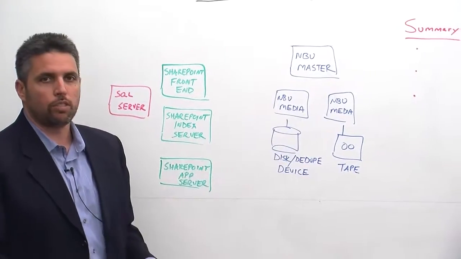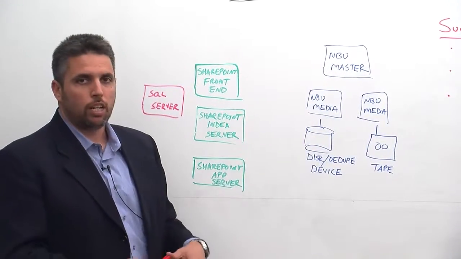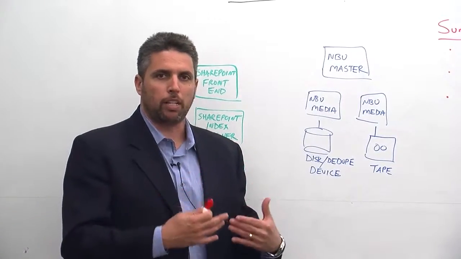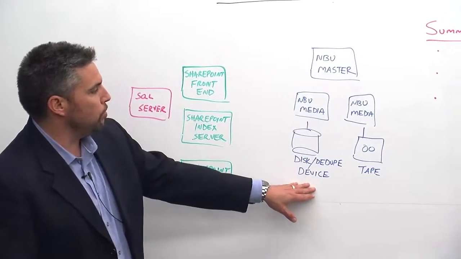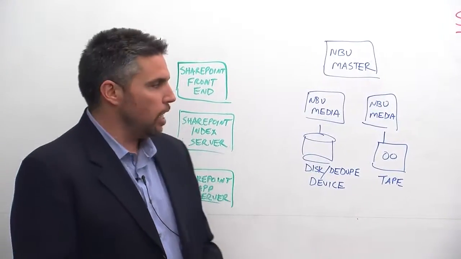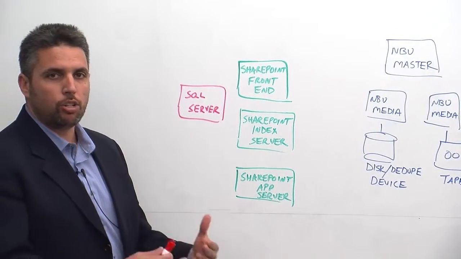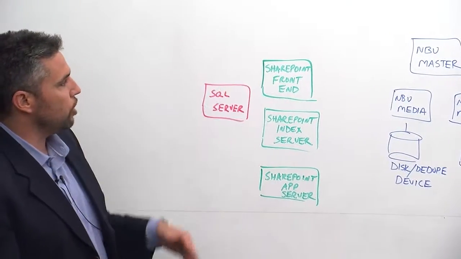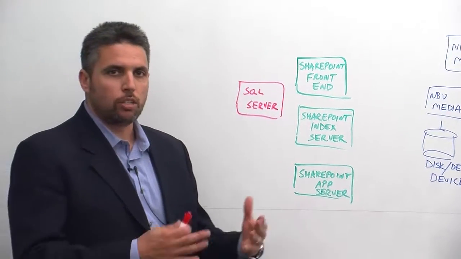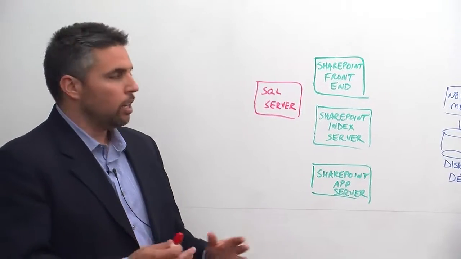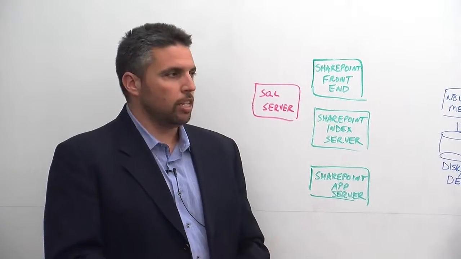So in blue here, we've got our NetBackup master server. We've got two media servers. These could be the NetBackup appliances that support media server, which are purpose-built backup appliances, integrated media server with deduplication storage. So this could be a dedupe device. You could be backing up to tape. On the left-hand side, we've got our SharePoint architecture, distributed architecture by nature. So you've got your SharePoint front-end, SharePoint index server, or an application server. These could be all on one, or on multiple different hosts. And then you have your SQL server for the SQL content databases.